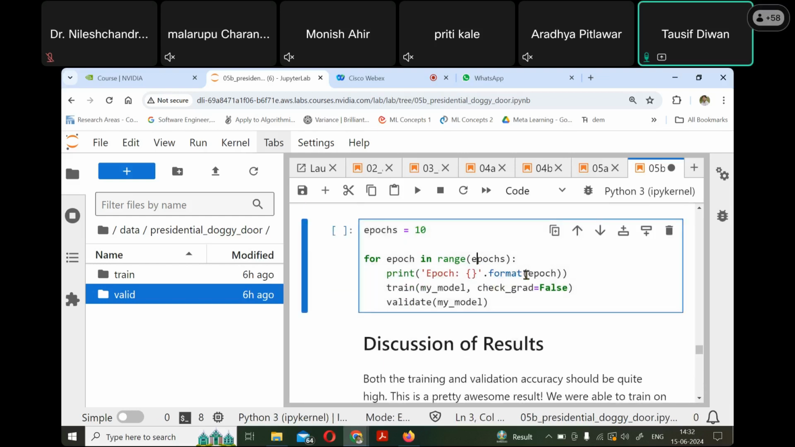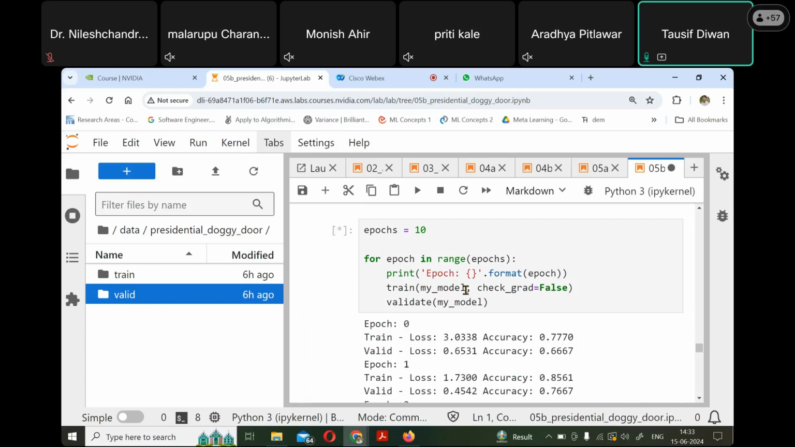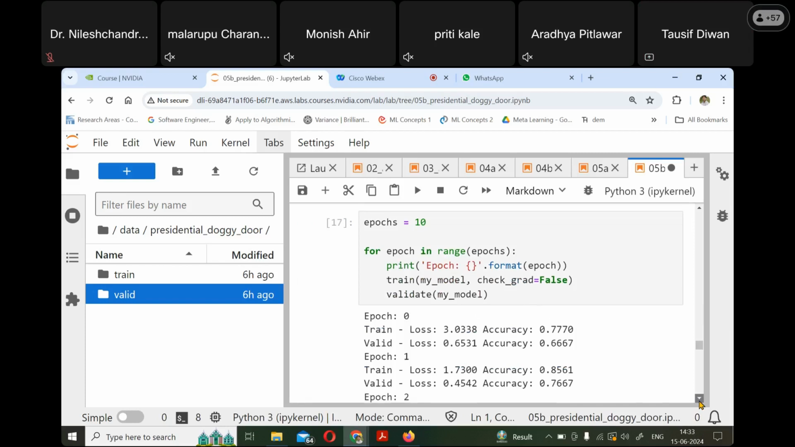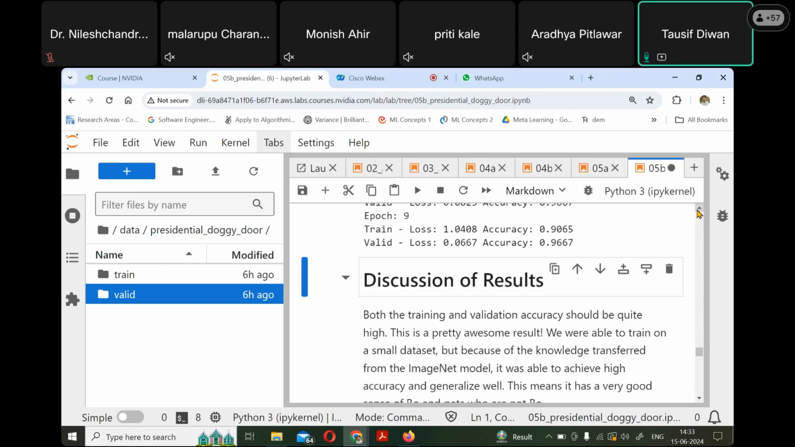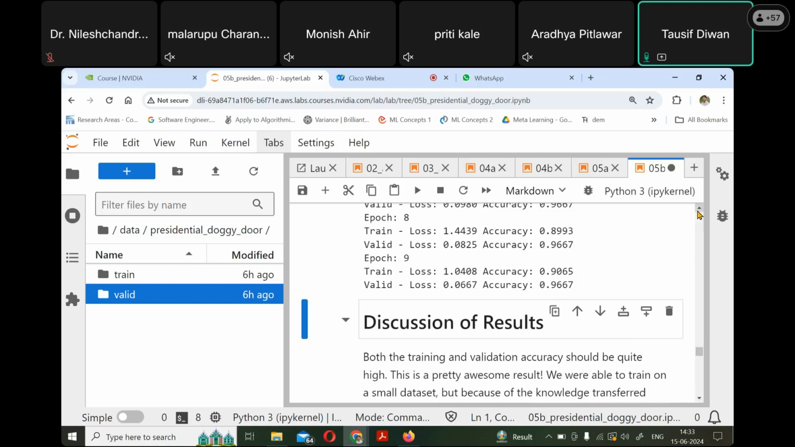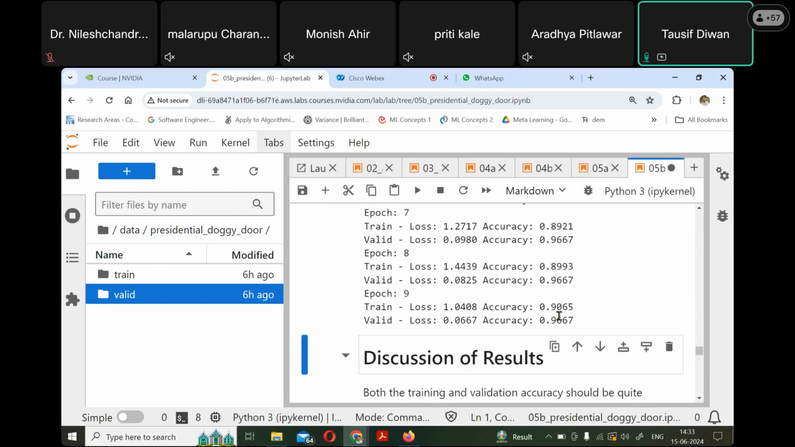Finally, we are running it for 10 epochs. See here we are running my model. My model is a combination of VGG 16 plus the last layer that we have added. So this is train and validation. So far we have not done the fine tuning because the VGG 16 was frozen. We will just compare the accuracy. For 10 epochs we train the model. So this is my accuracy, 90 and 96% training and validation respectively.